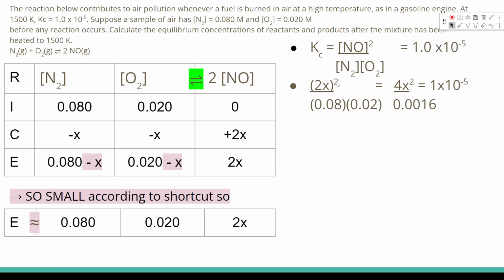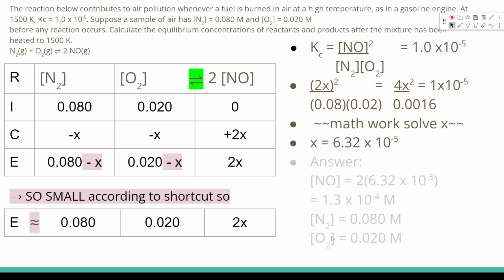And so I'm going to go ahead. Again, I have my products. I am plugging in based off the E part of the RICE table. I have my value of Kc right here. I am going to do the math, algebra, you know, be able to do it. And so I got my x. And now that I have my x value, I can give the equilibrium concentrations of the reactants and products.